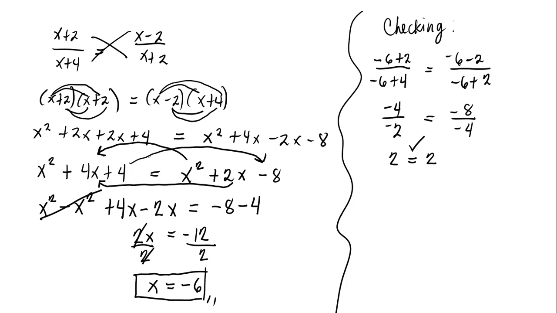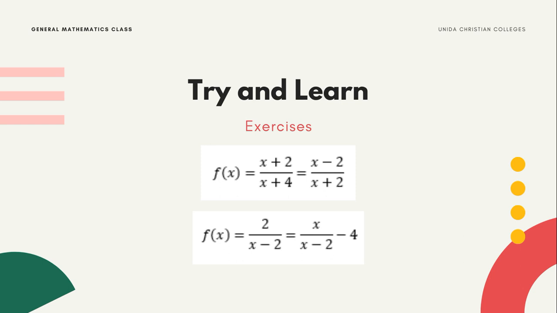So as you can see, they are equal, so it means that we have the correct answer. The value of x is equal to negative 6. Okay, so let's start to solve for our second try and learn exercises.